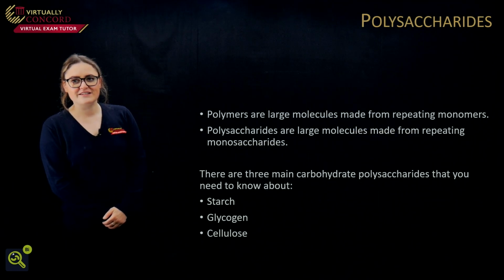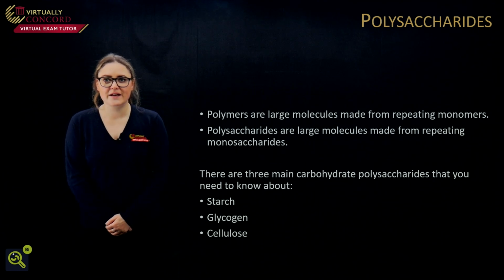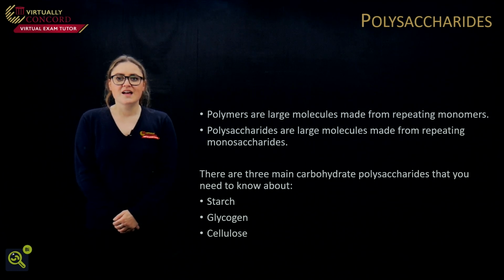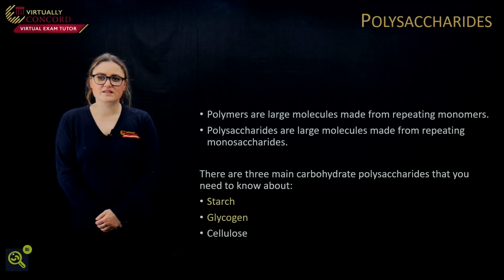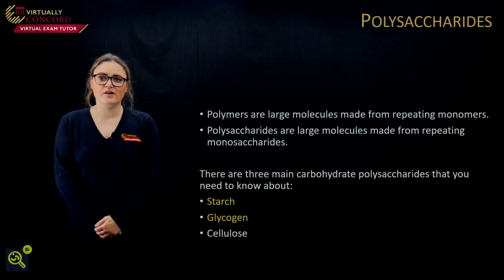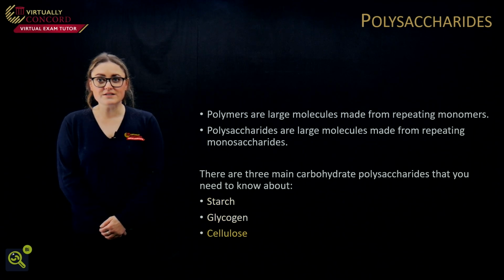Now that we've looked at the disaccharides, let's move on and have a look at polysaccharides. Polysaccharides are simply polymers because they are made of repeating monomers. In this case, they are made of repeating monosaccharides. There are 3 main polysaccharides that you need to know about: starch and glycogen, because they are both polysaccharides of alpha glucose, and cellulose, because that's a polysaccharide of beta glucose.